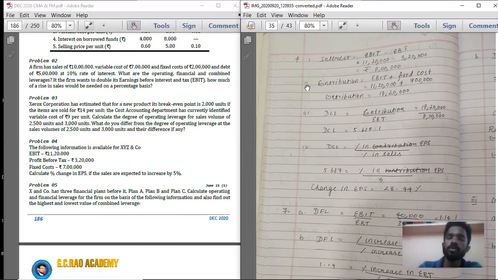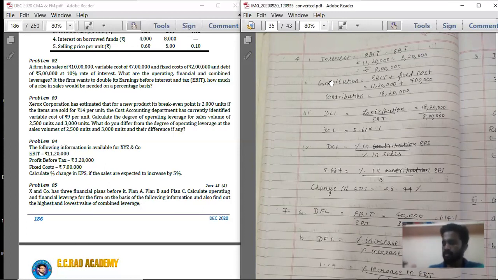Contribution is equal to EBIT plus fixed cost. Normally we will see contribution minus fixed cost is equal to EBIT. So here we have EBIT and fixed cost. If we add both, we will get contribution. That is reverse working. So contribution is equal to EBIT plus fixed cost, which is 11 lakh 20,000 plus 7 lakh. So contribution is equal to 18 lakh 20,000.